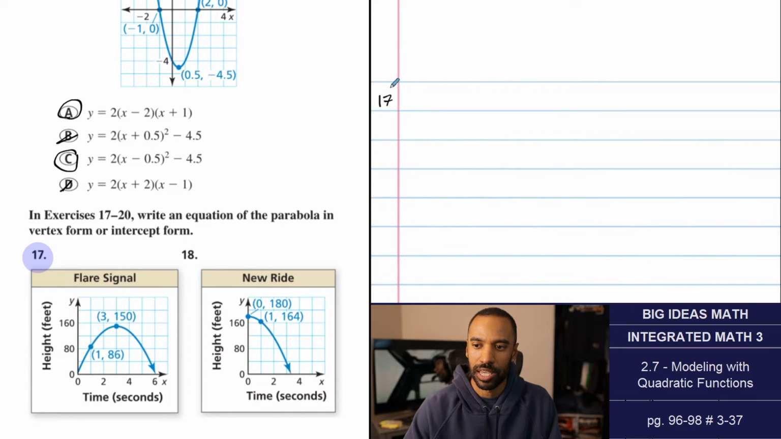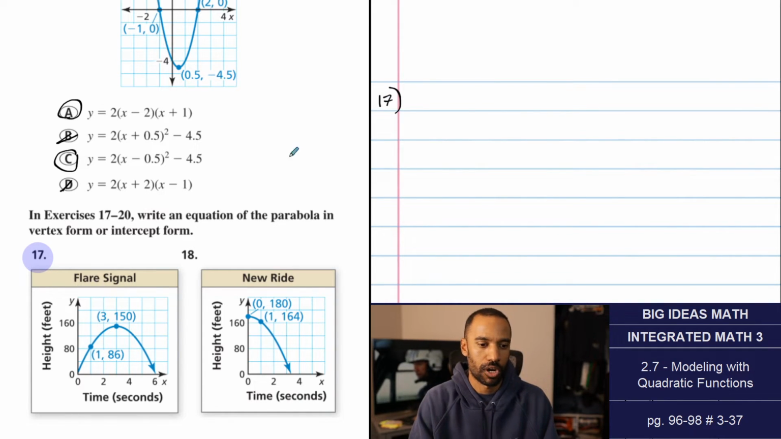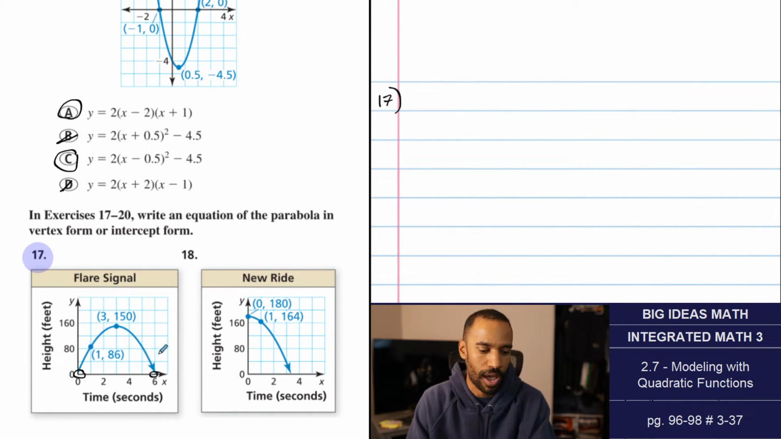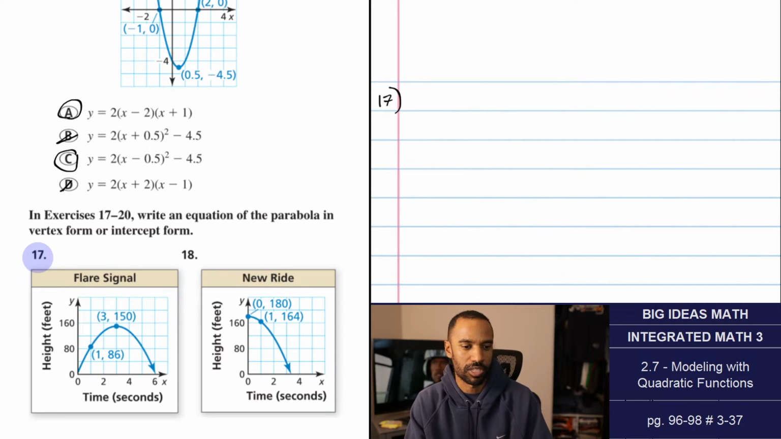So on number 17, we're given those 2 points as a for sure. It looks like that's your vertex. Does it look like it hits? It might hit 6, 0. It might hit 0, 0. I don't know that as a for sure, so I'm just going to go based off of these.